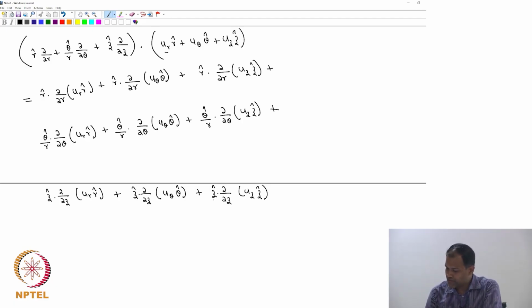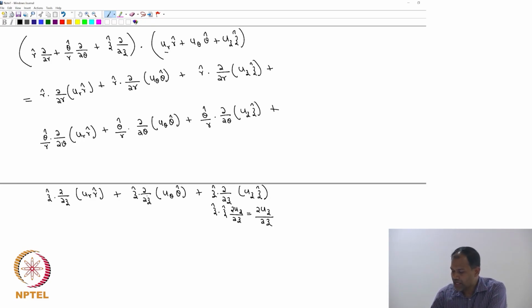Let's start with the last term, z cap dot del by del z of u z z cap. Now I am doing the derivative of this quantity with respect to z. As far as this quantity is concerned, only u z can depend on z; z cap is a unit vector. So this is really z cap dotted with z cap del u z divided by del z, but z cap dot z cap is unity, and therefore what you basically have is del u z divided by del z. That's the only term that's coming from the last term.